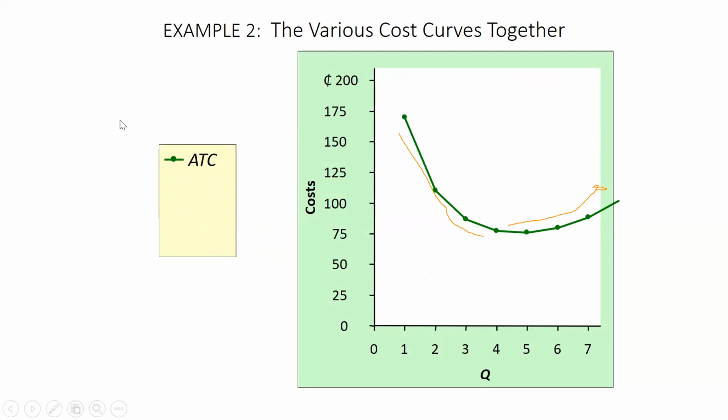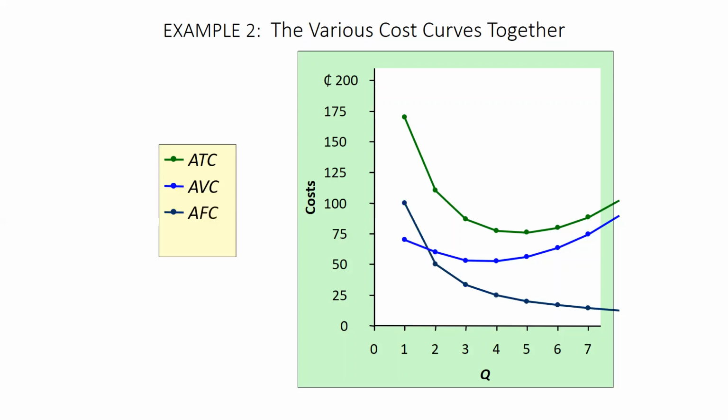Now, average variable cost, also U-shaped for same reason, and it must lie below the average total cost because average total cost is bigger than the average variable cost.